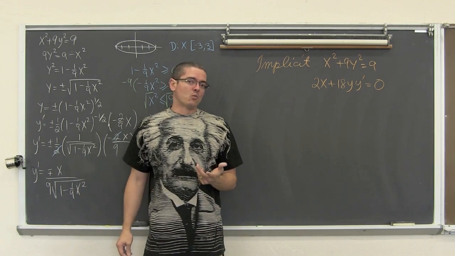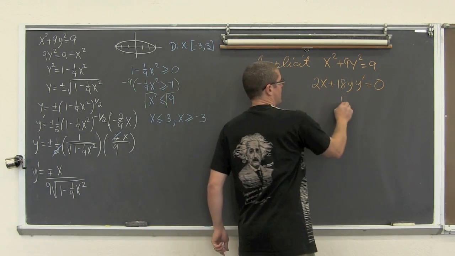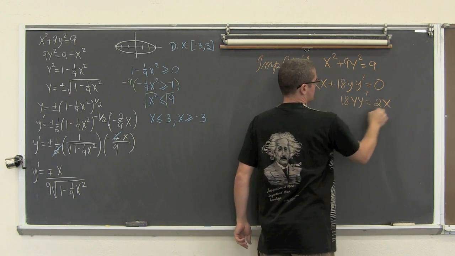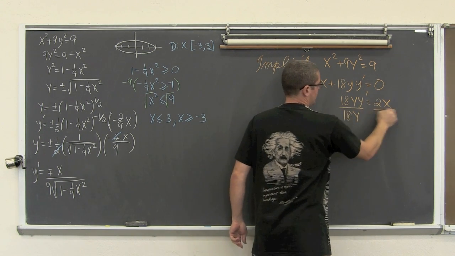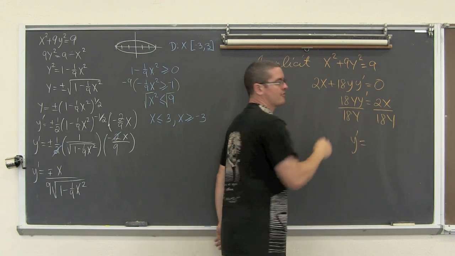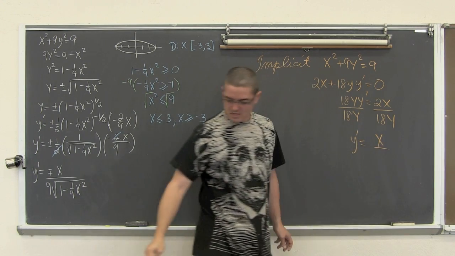I need to solve this for y. So I'm going to move the 2x over the other side. We have 18y y prime equals 2x. Divide both sides by 18y, and y prime is equal to 2 over 18, which reduces to 1/9. So we just simply have x over 9y.